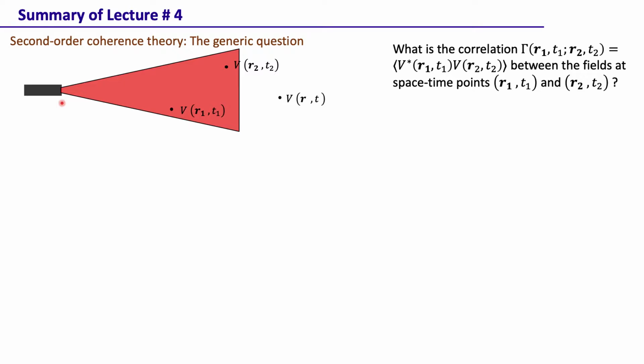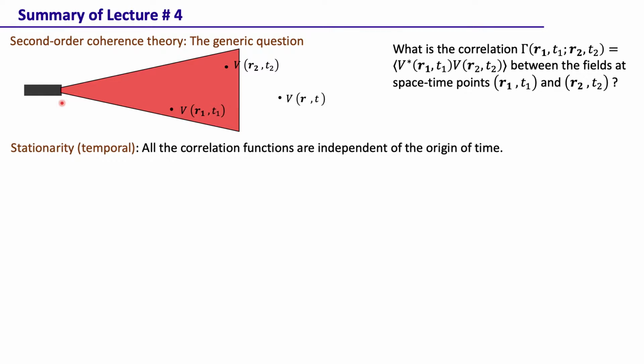As part of studying this question, we looked at the necessary mathematical ingredients, and the first among those is the concept of stationarity. Here we are discussing stationarity in time, but there can be similar concepts in space and angle as well. Stationarity means that when the correlation functions of all orders are independent of the origin of time, it's called a stationary field, stationary signal, stationary process.